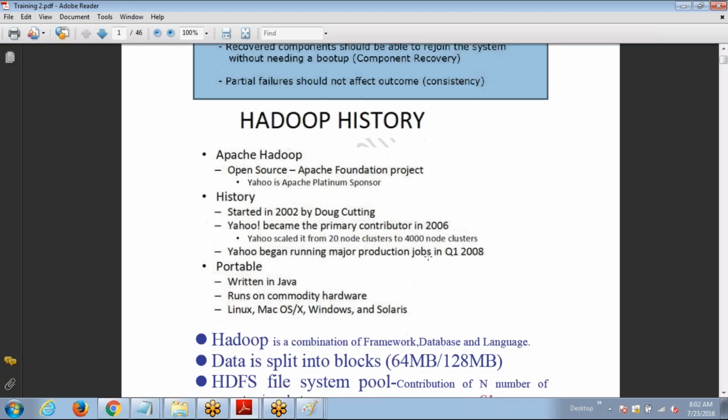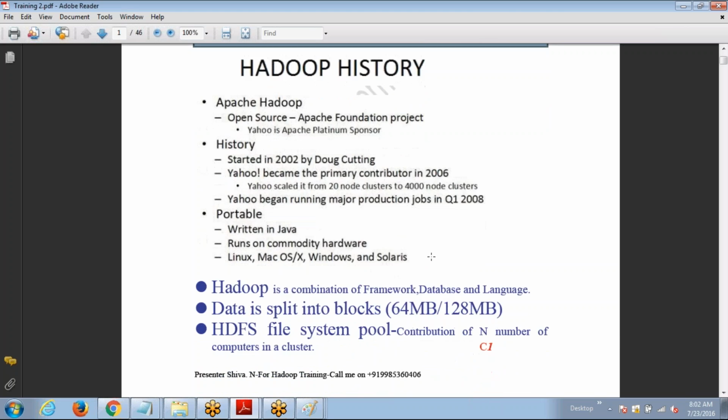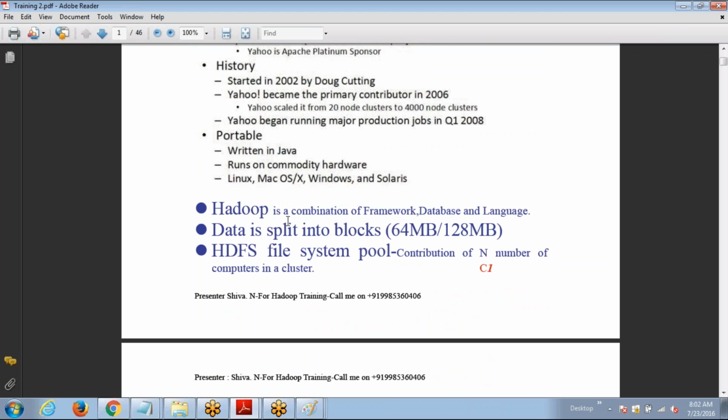So this is all about Hadoop history. Let me move on to my next topic. I'll add one more point here. Hadoop is not just a framework, not just a database, not just a language. You can do a combination of all these things. Hadoop is a framework, database, language, and technology also. It's a combination of all.